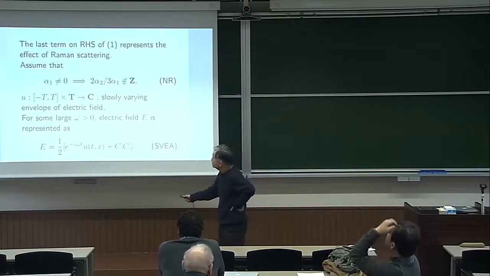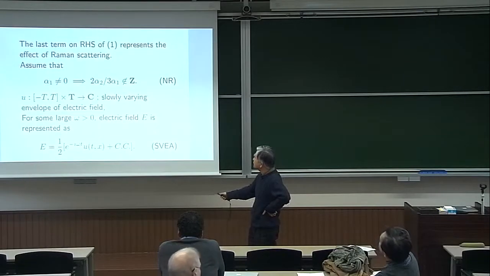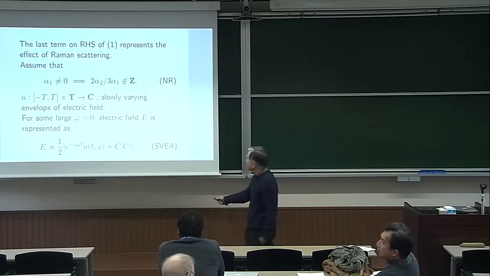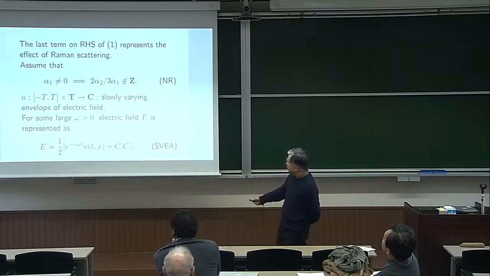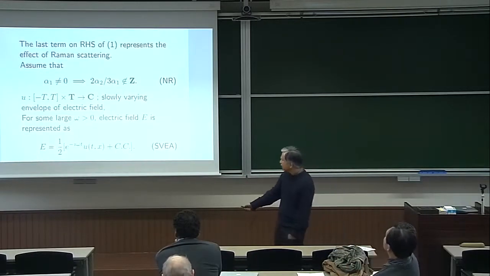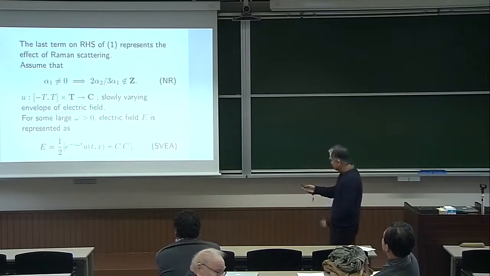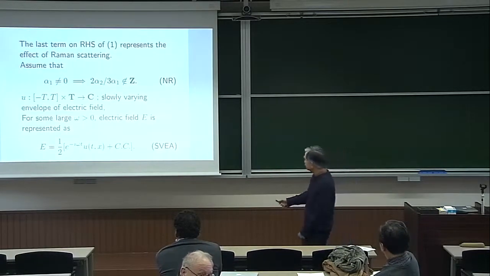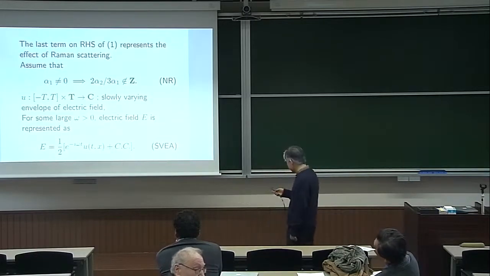The unknown function u, from the interval minus T to T times the torus to C, denotes the slowly varying envelope of the electric field. This means that for some large positive omega, the electric field capital E is represented like this: 1/2 times e to the minus i omega t u plus complex conjugate. This is usually called the slowly varying envelope approximation by physicists.